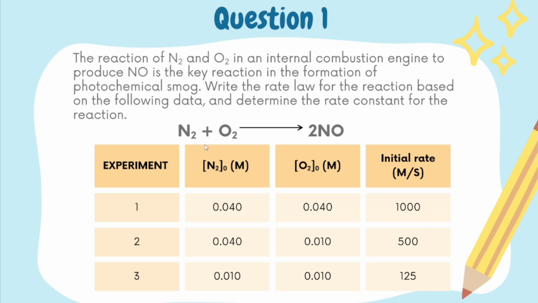Rate law only depends upon the concentration of the reactants. So the rate law will be equal to K into the concentration of N2 and O2. Okay, now let's write that. So this will be the rate law for that reaction. Here x and y will be the order of the reaction, and as we already know, x plus y gives the order.